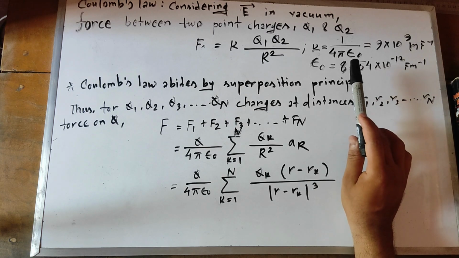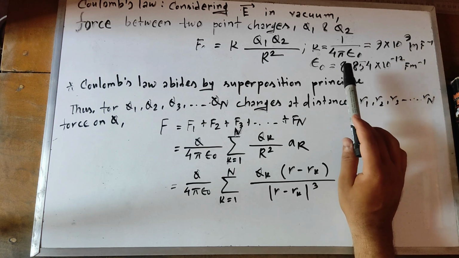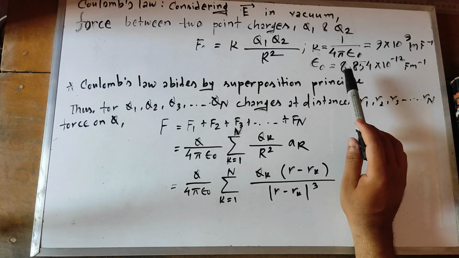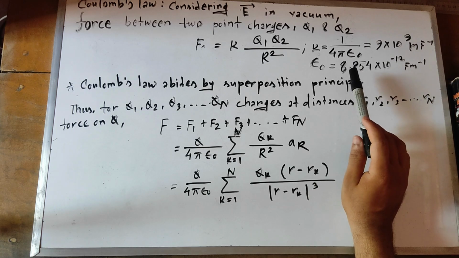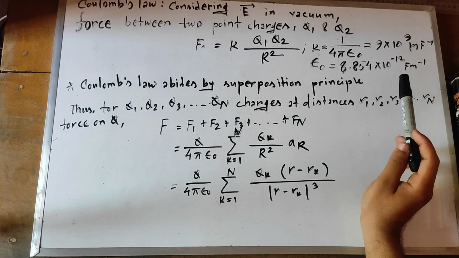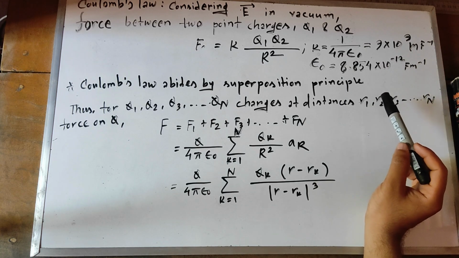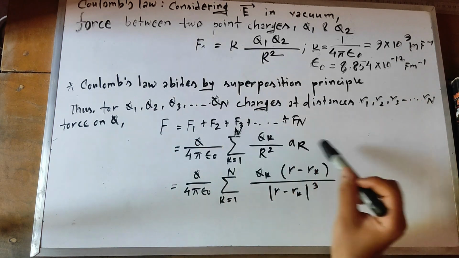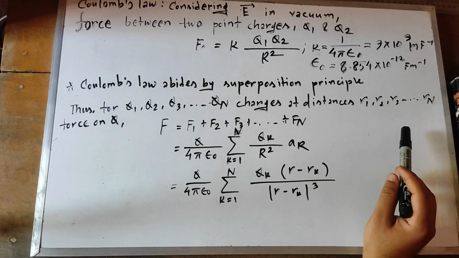The formula for k is 1 by 4 pi epsilon naught. Epsilon naught is the electric permittivity in vacuum, which is 8.854 times 10 to the power minus 12. Coulomb's law. This is a very important point, that Coulomb's law abides by the superposition principle.